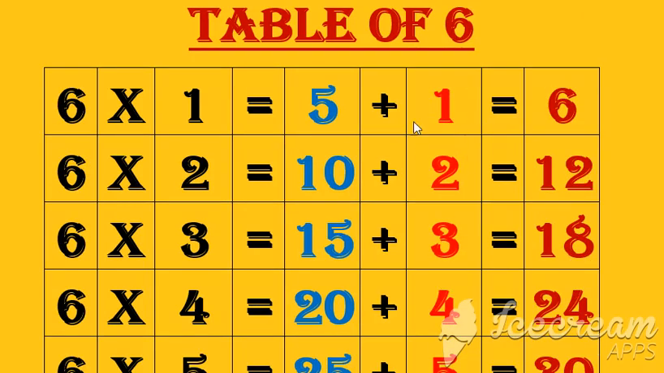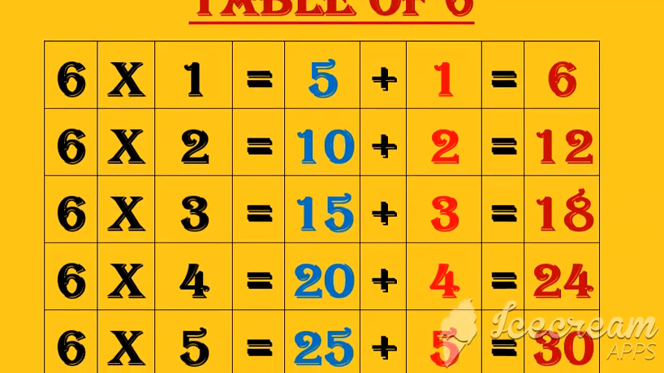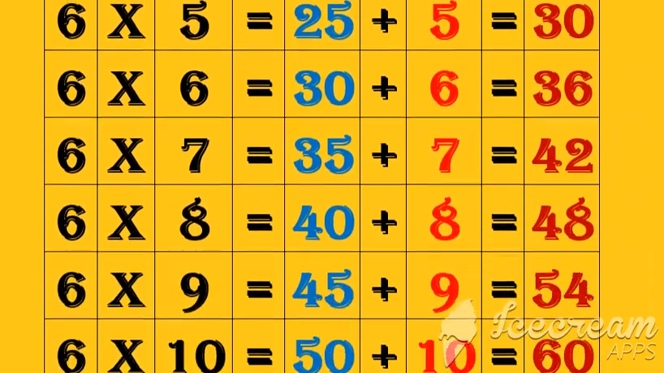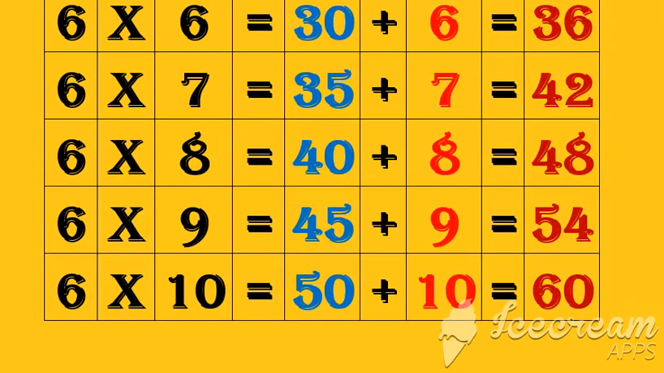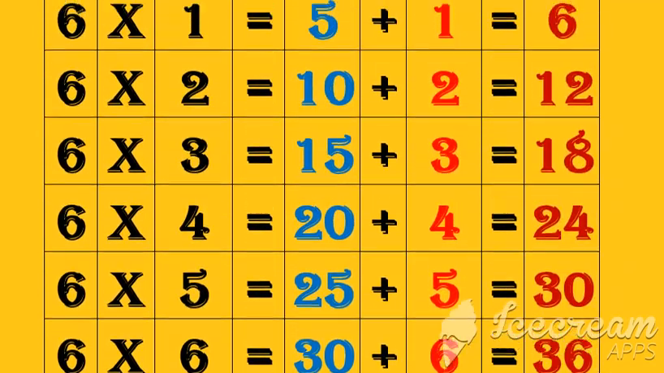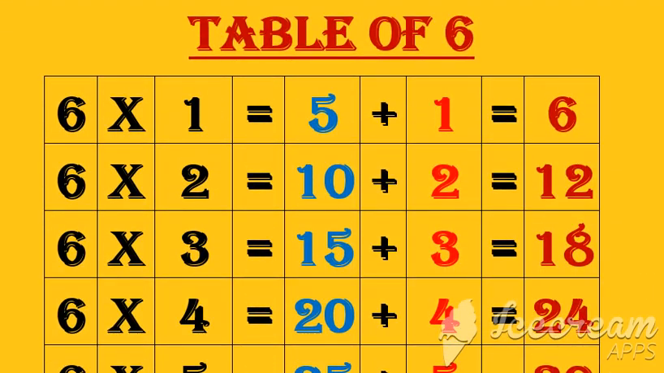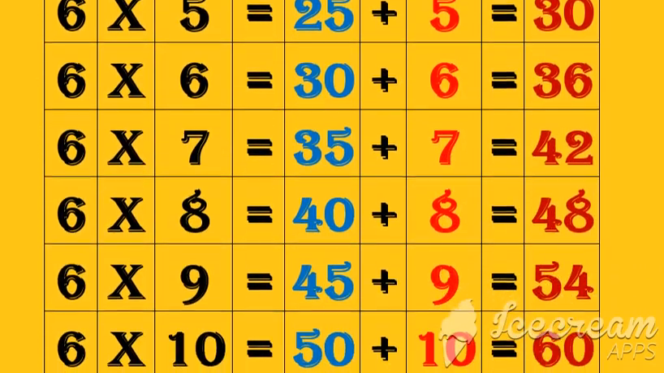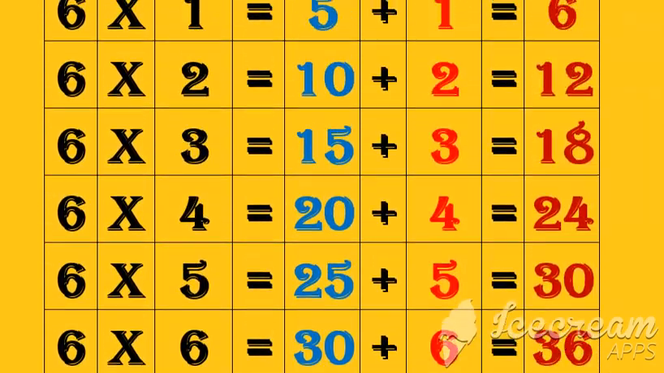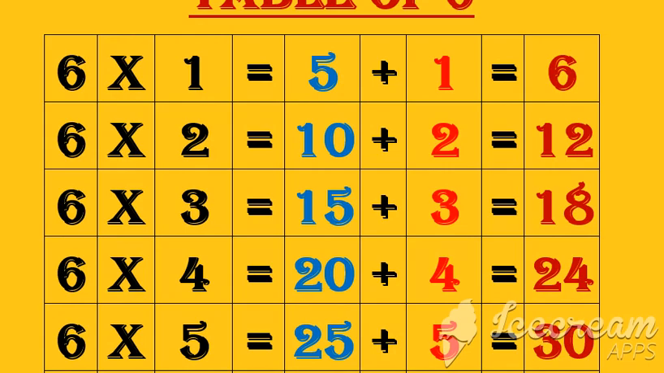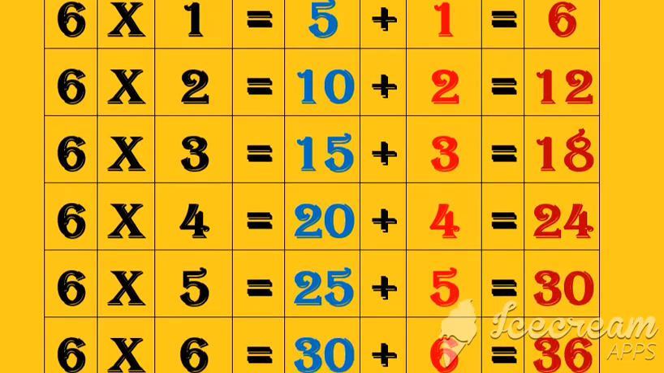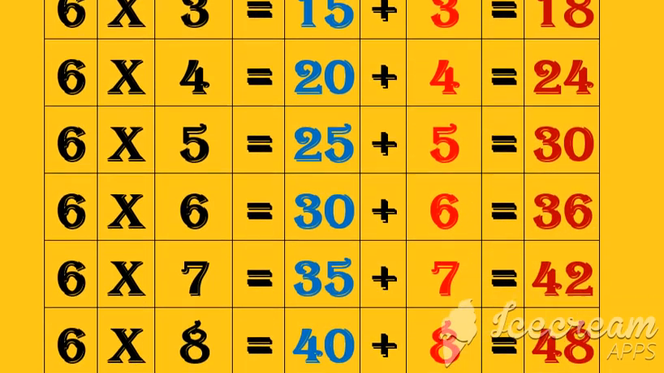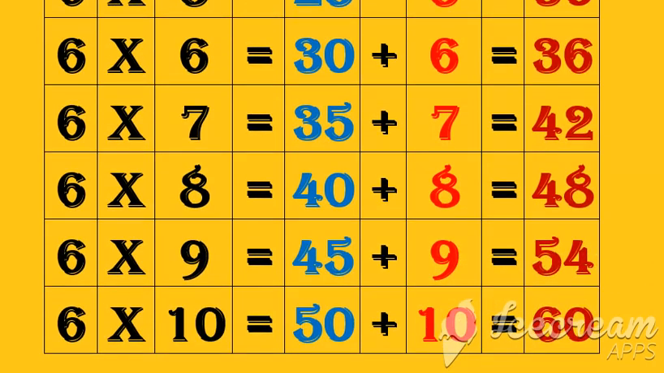Table of 6 is also written in the same way. All blue color numbers are skip counting of 5: 5, 10, 15, 20, 25, 30, 35, 40, 45 and 50. And the adding numbers in red color are in order 1, 2, 3, 4, 5, 6, 7, 8, 9 and 10. When you add these, you will get the final answers of the multiplication table of 6: 6, 12, 18, 24, 30, 36, 42, 48, 54 and 60.